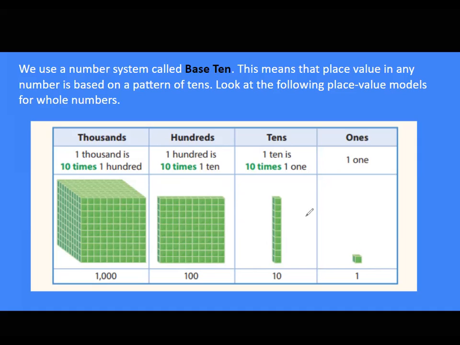So as we move to the left, we're getting 10 times greater. So it takes 10 ones to make a 10, 10 tens to make a 100, and 10 hundreds to make 1,000.